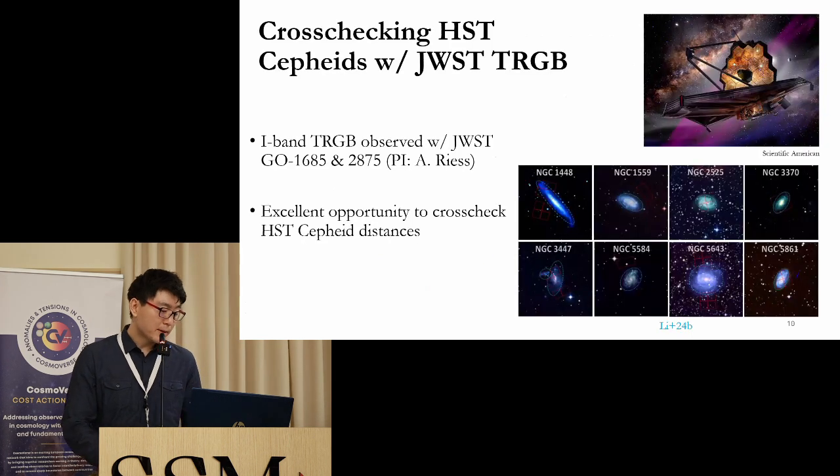So very recently, we were able to observe 8 different galaxies with the James Webb Space Telescope in the I band, where the TRGB is least sensitive to metallicity. We use these observations to measure TRGB distances, and this really provides an excellent opportunity to cross-check the systematics in the Hubble Space Telescope Cepheid distances, here leveraging the independence of the instrument, so HST versus JWST, as well as independence of the candle, so Cepheids versus TRGB.